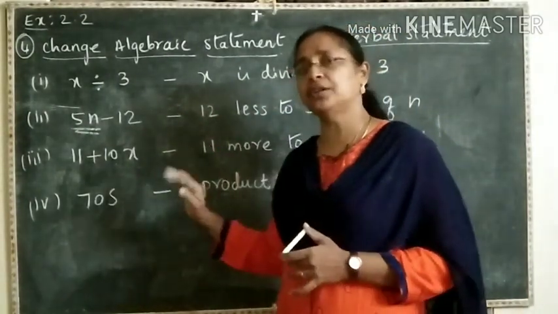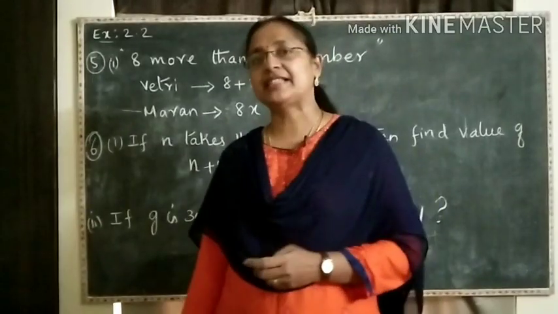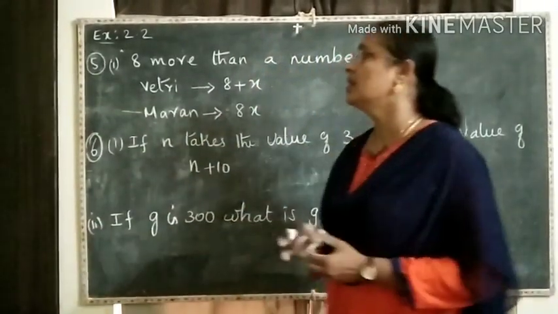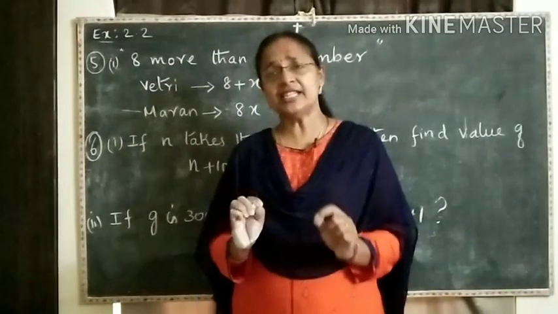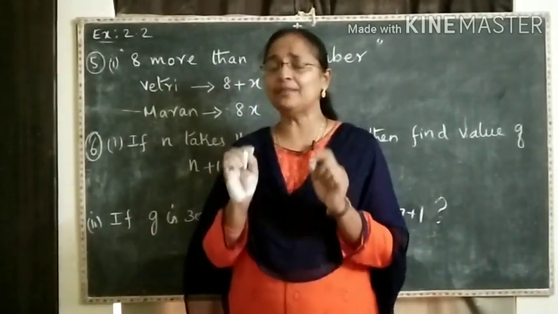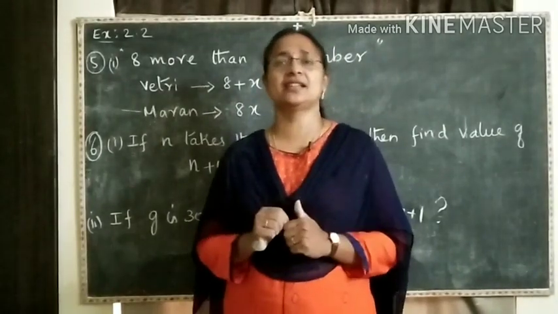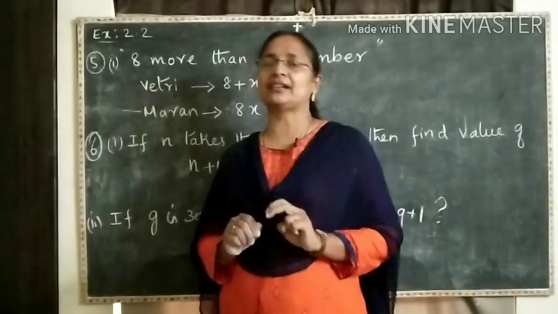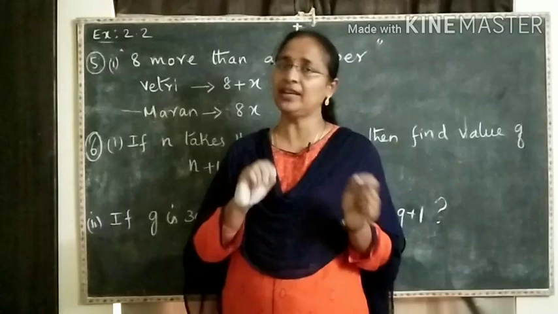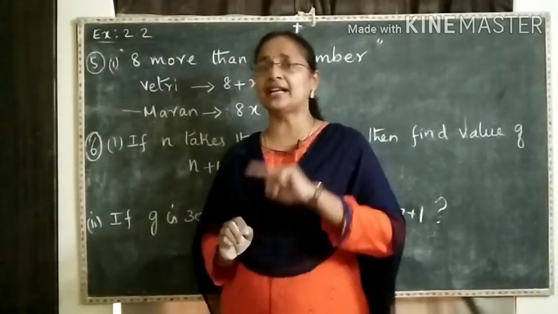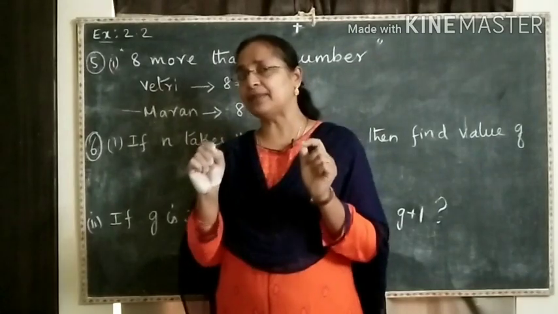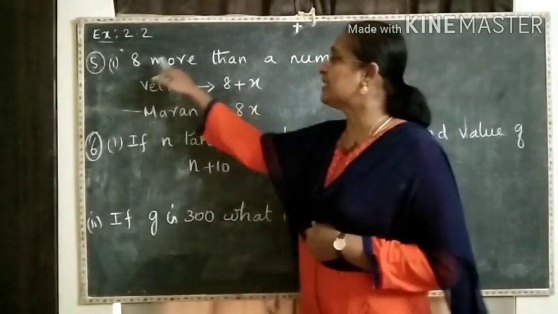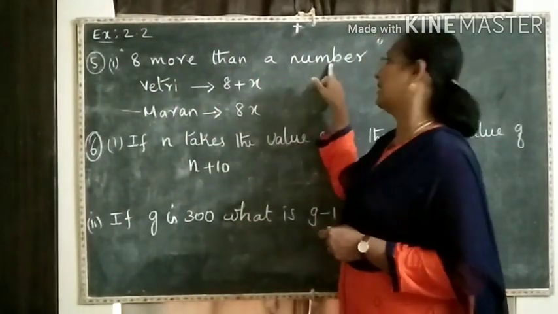Okay students, let's continue with the next sum now. Now the fifth sum. What is given in the fifth sum is a teacher is giving an algebraic expression to the students. Okay, so two students are writing the answer for the given question. One is Vetri, the other one is Maran. Now the question given by the teacher is 8 more than a number.